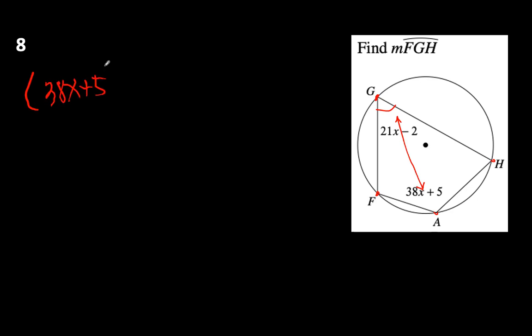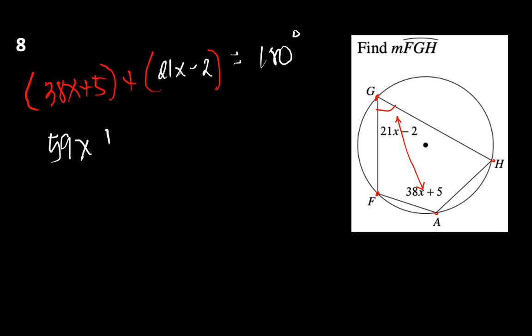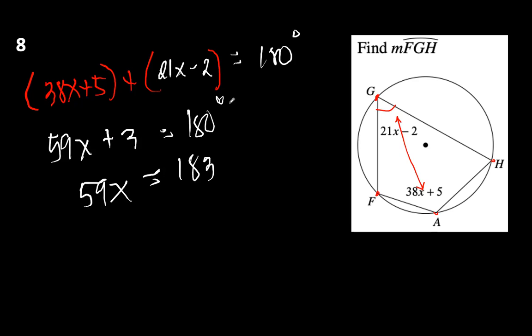38x plus 5 plus 21x minus 2 is equal to 180. Why 180? Because they are supplementary. So this becomes 59x plus 3 is equal to 180 degrees. And 59x is equal to 183.